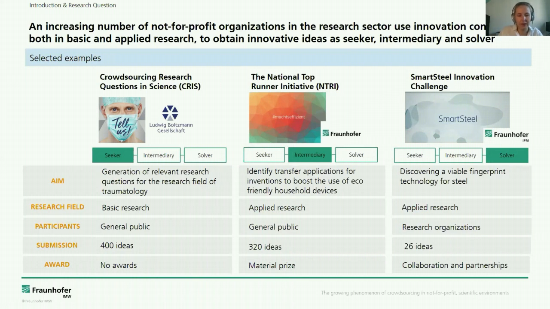In the second example, the National Top Runner Initiative, the not-for-profit research organization Fraunhofer acted as intermediary, connecting seeker and solver. The seeker was another not-for-profit research organization who wanted to identify transfer applications for inventions to boost eco-friendly household devices. Our third example shows the Smart Steel Innovation Challenge, which aimed to discover viable fingerprint technologies for steel. In this case, the not-for-profit research organization was the winning solver of this challenge. The award was the collaboration and partnership between the seeking organization and the solving organization.